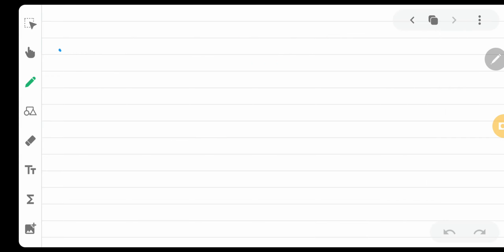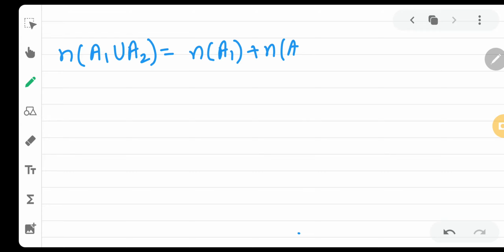So you already know this. Number of A1 union A2 is what? You will write down the formula as number of A1 plus number of A2 minus number of A1 intersection A2. Now you noticed one thing. First of all, you took single set, then you took intersection of two sets.